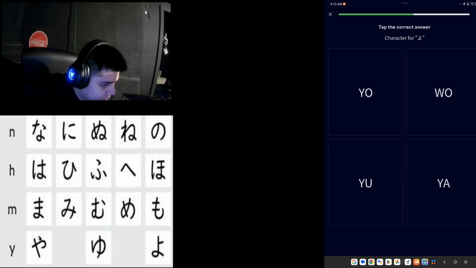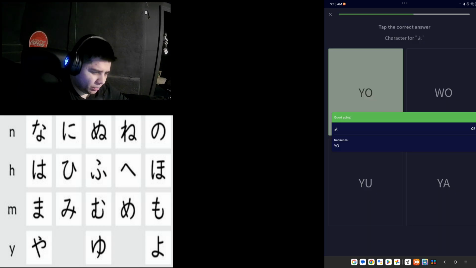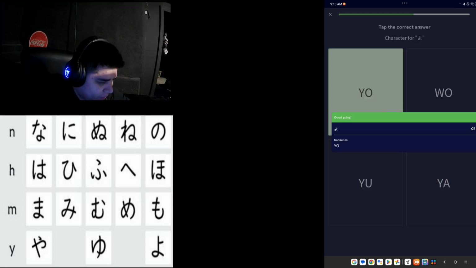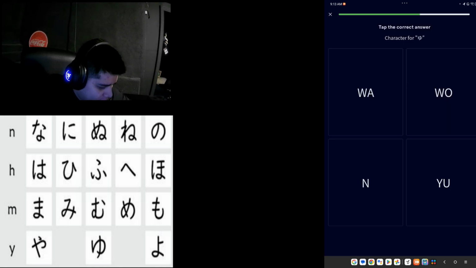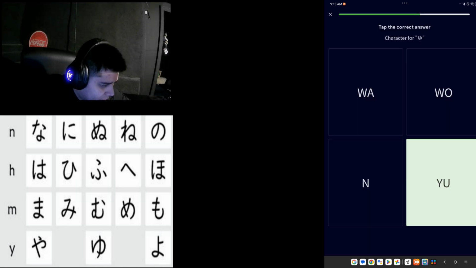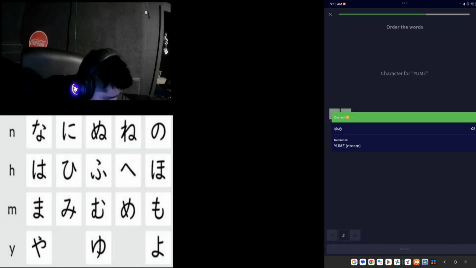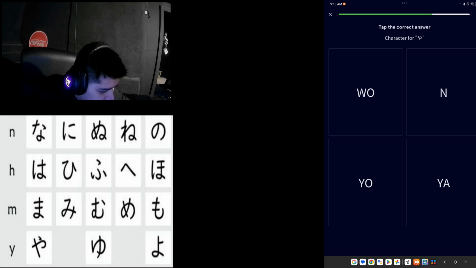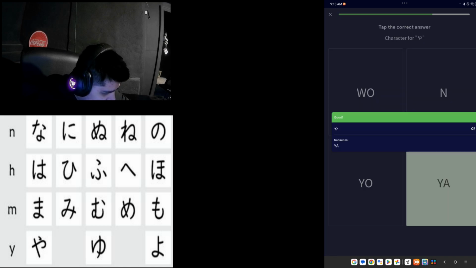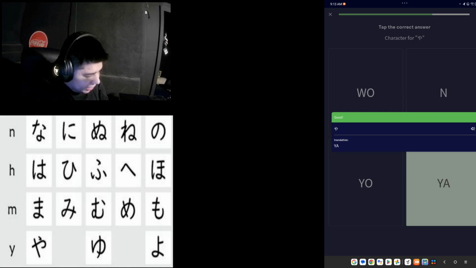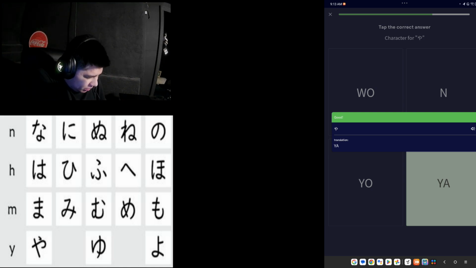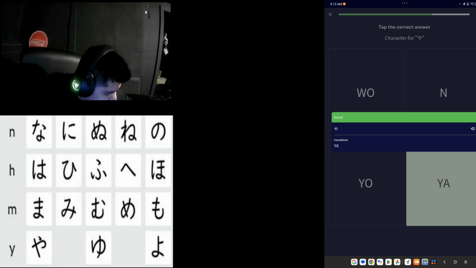Yo. This one looks like a music note. Yo, music. Yu, the Y with the U in it. And then we have yume, dream. This one, I don't know, it just looks like it. If you look at the one on top and the one on the bottom, it looks like a capital Y. In a way, right? Yeah.